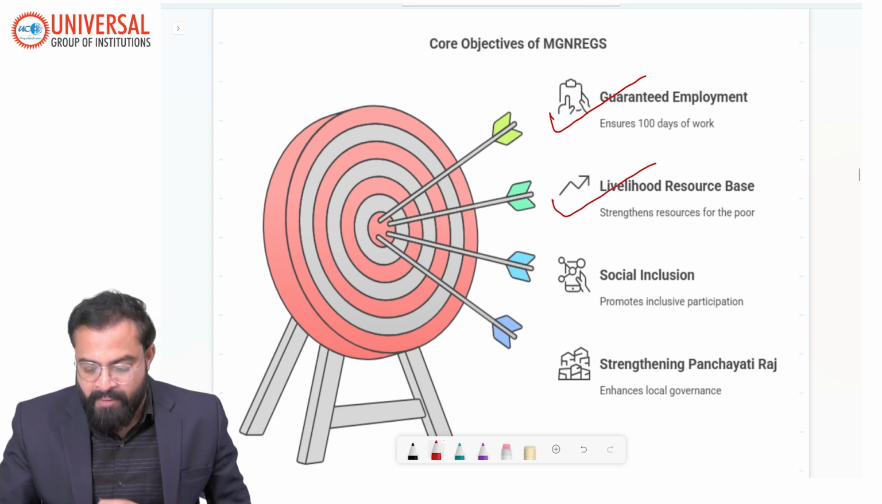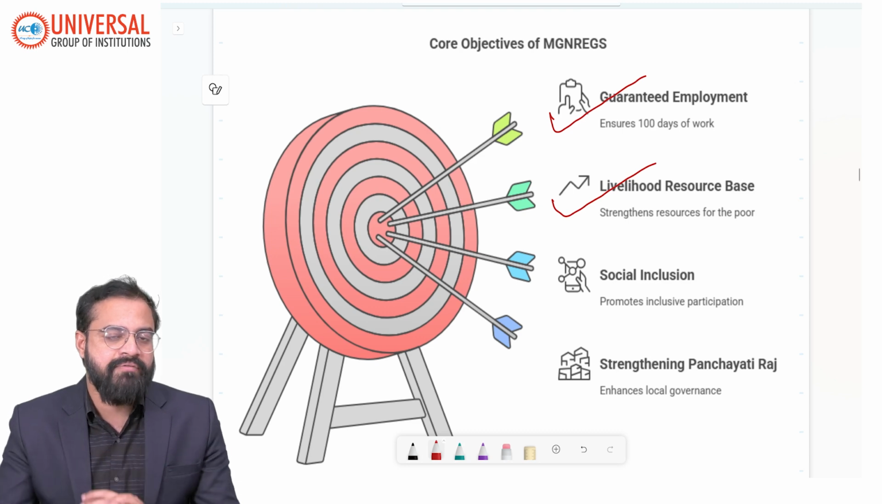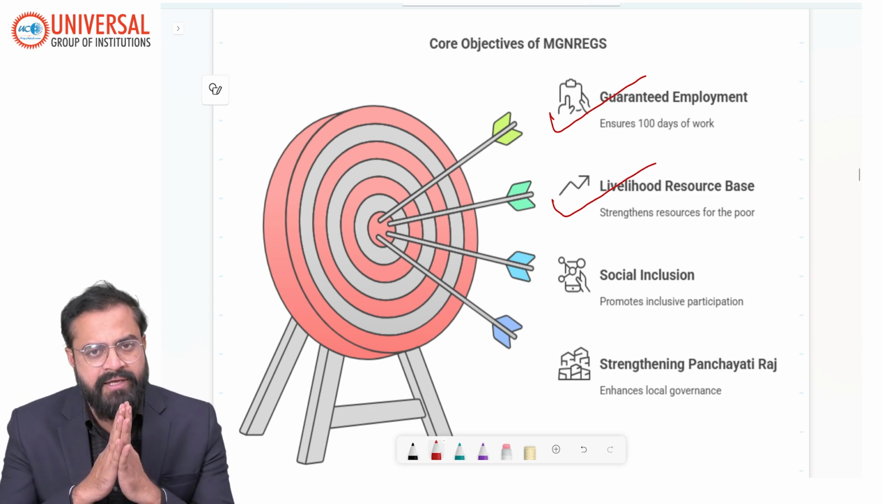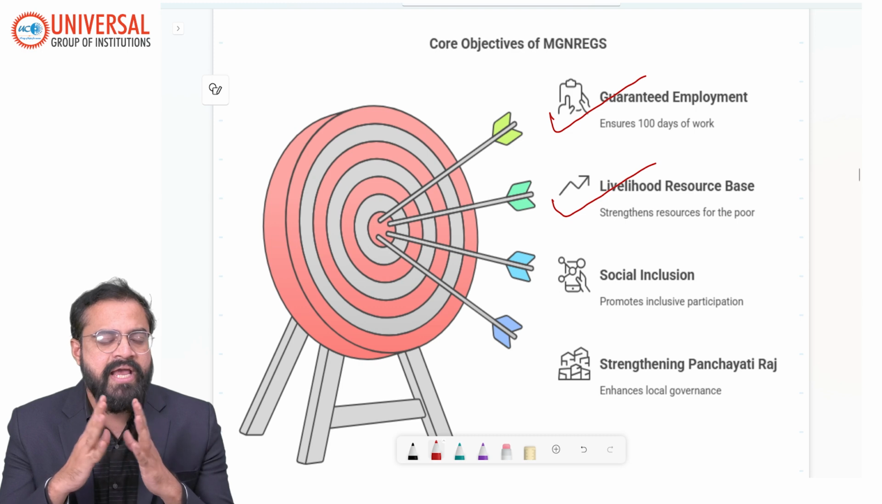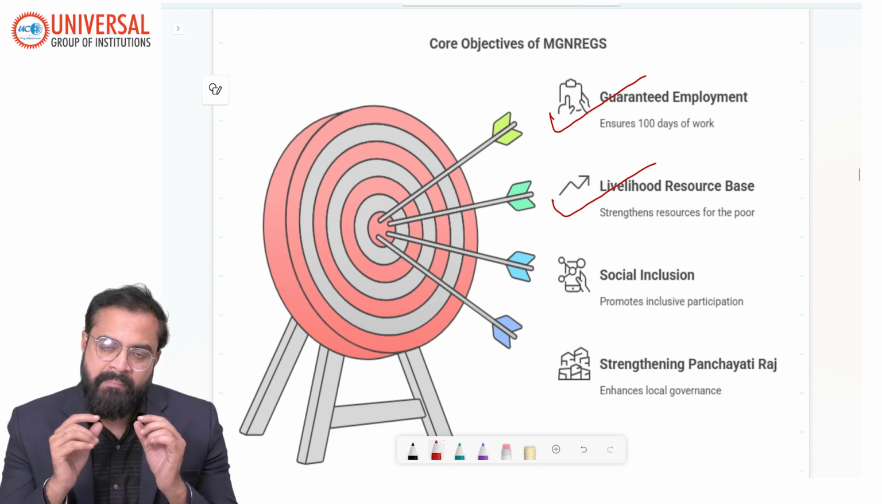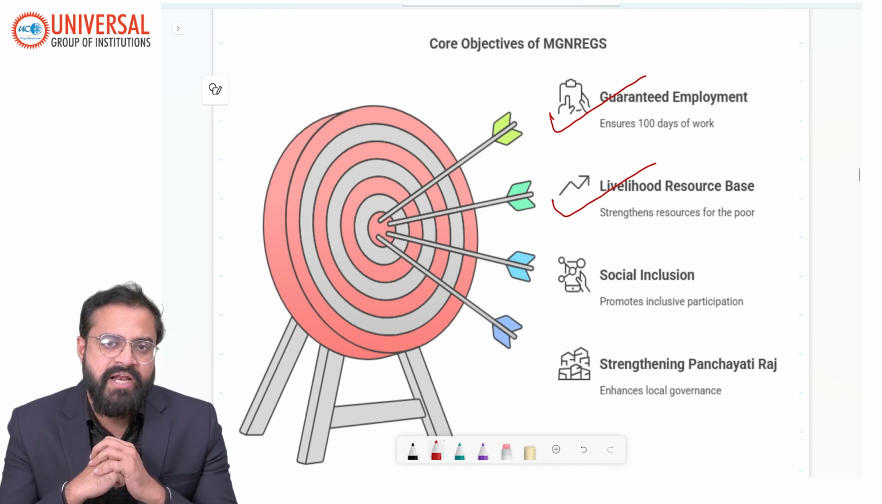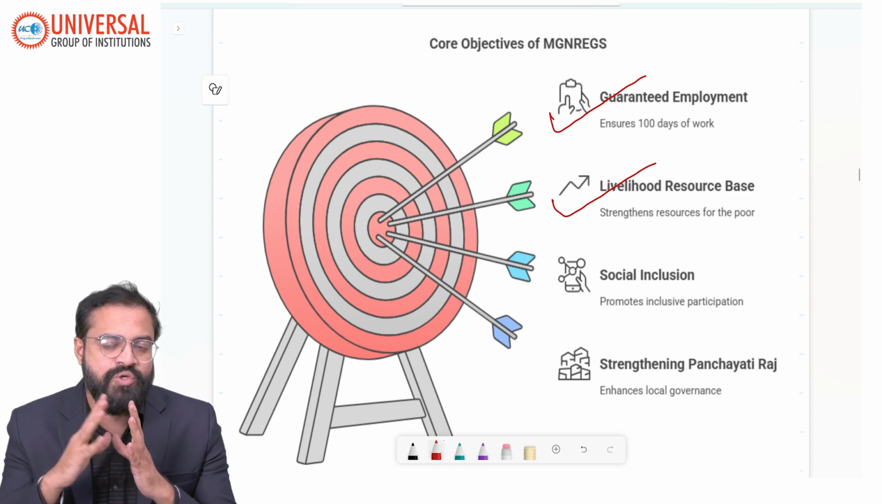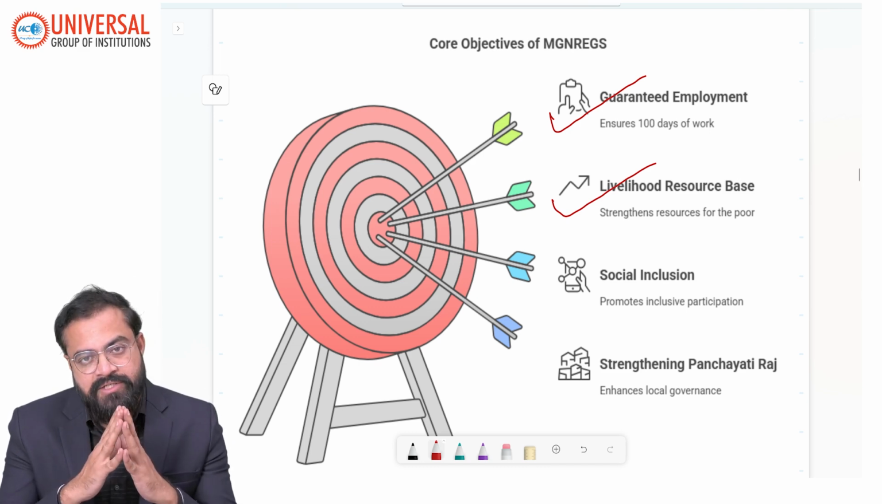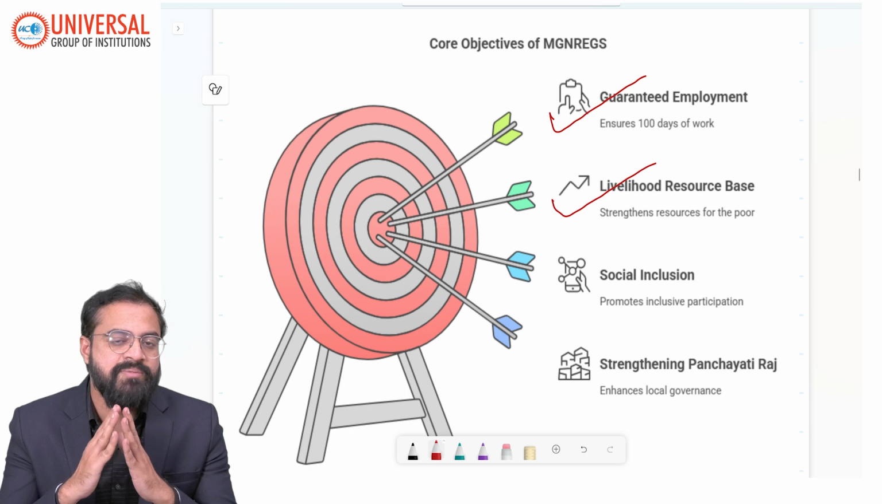Number two, by ensuring income security for 100 days, it is going to strengthen the livelihood of the poor. Why was this necessary? India after 1991 has achieved tremendous economic growth in comparison to what happened before 1991. But this economic growth after 1991 was led by the service sector. The service sector's average growth rate was somewhere between 7 to 8%. But if you look at agriculture, the average growth rate is below 3.5%.